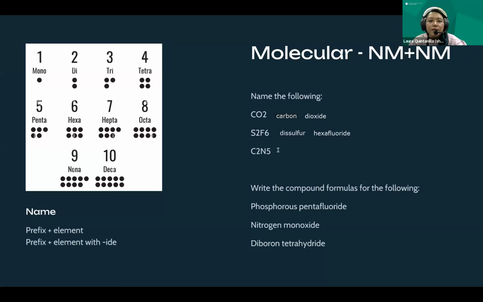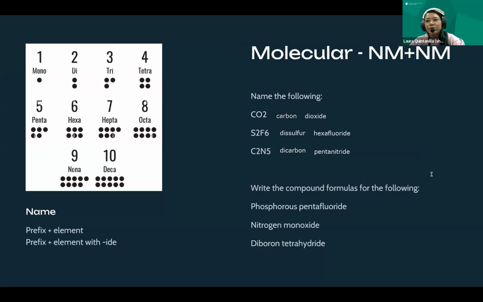And let's do the last one. Again, there are 2 carbons, so it's going to be dicarbon. And then the prefix for 5 is penta. So we're going to get pentanitride. Okay.